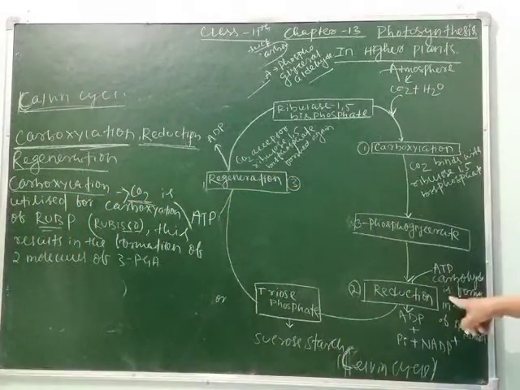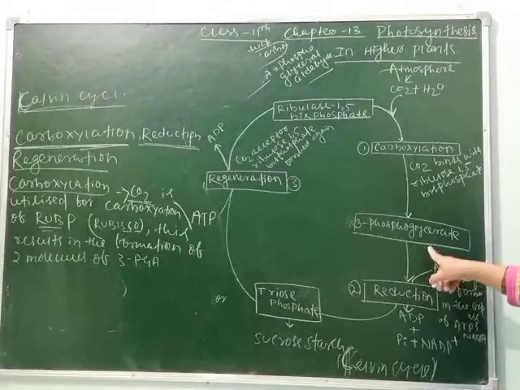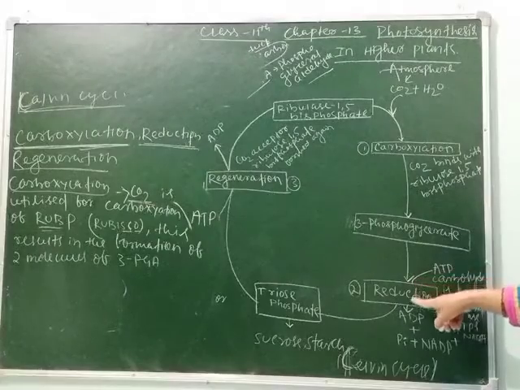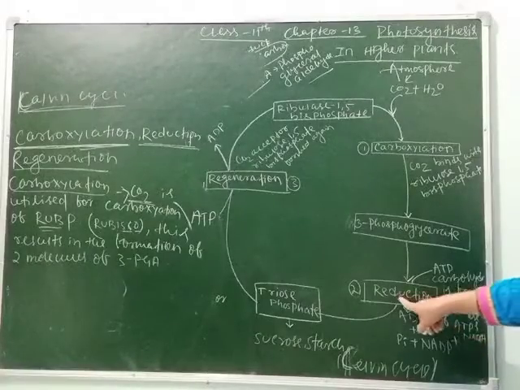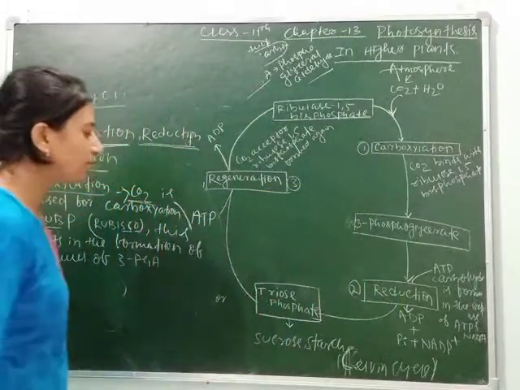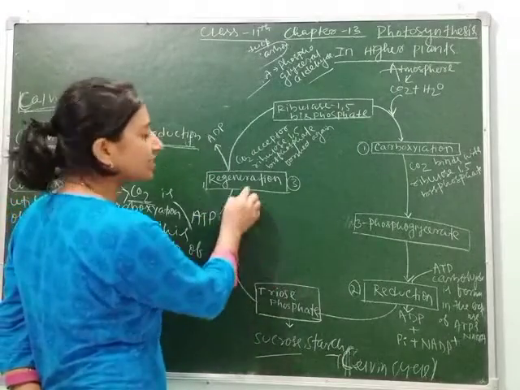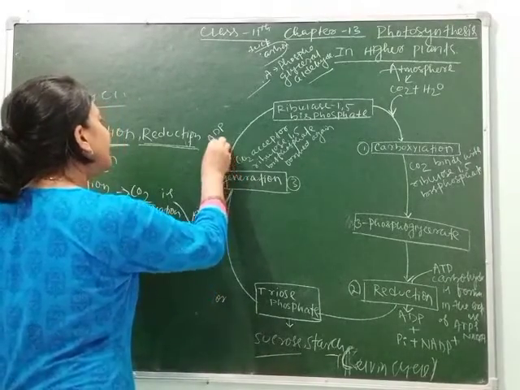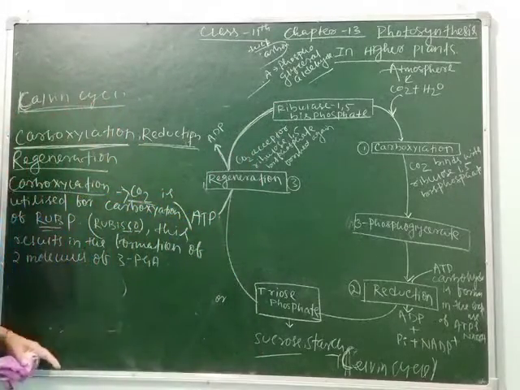Again reduction occurs, and during reduction, carbohydrate is formed at the expense of ATP and NADPH. This 3-phosphoglycerate is reduced, the ATP is converted to ADP and inorganic phosphate, and NADPH to NADP plus. After reduction, triose phosphate is formed, which may become sucrose or starch. Then regeneration is initiated, and during regeneration the ADP is again converted into ATP, and the cycle starts again from RuBP, the center of the cycle.